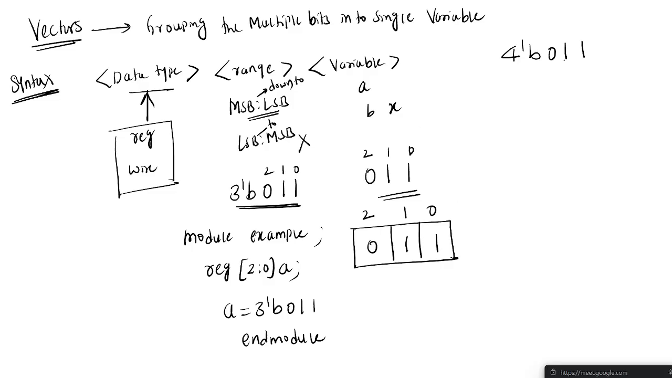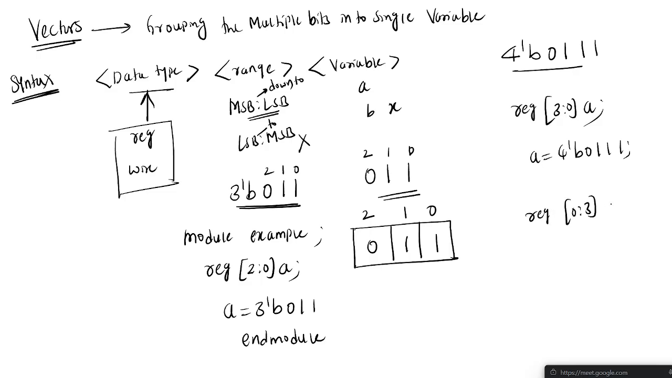Okay. And suppose I want to store 0111. So I need a standard representation. How do I need to represent it? reg [3:0] A = 4'b0111. Suppose reg [0:3] A.